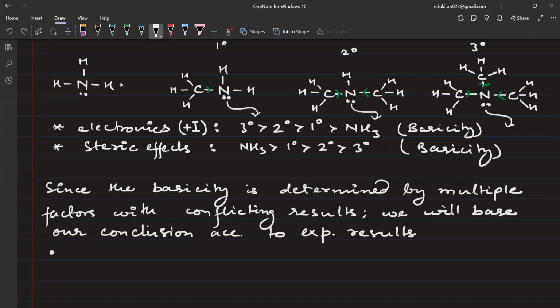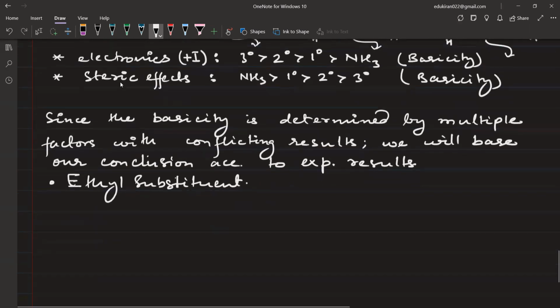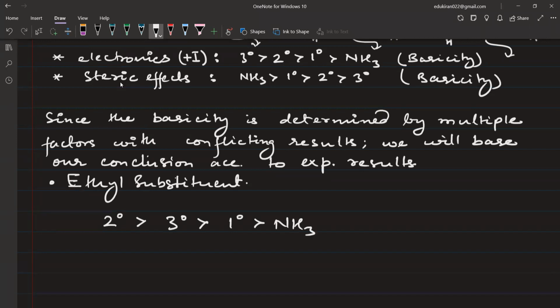So according to experimental results, if you have ethyl group as the substituent, अगर आपके पास ethyl substituent है, ठीक है ना? What is the substituent? Ethyl substituent. ठीक है? CH3 नहीं है आपके पास, क्या है? C2H5. So in that case, you are going to have 2 degree amine that will be most basic, followed by 3 degree amine, and then followed by 1 degree amine, and then followed by ammonia. ठीक है? अमोनिया का सबसे लास्ट है.